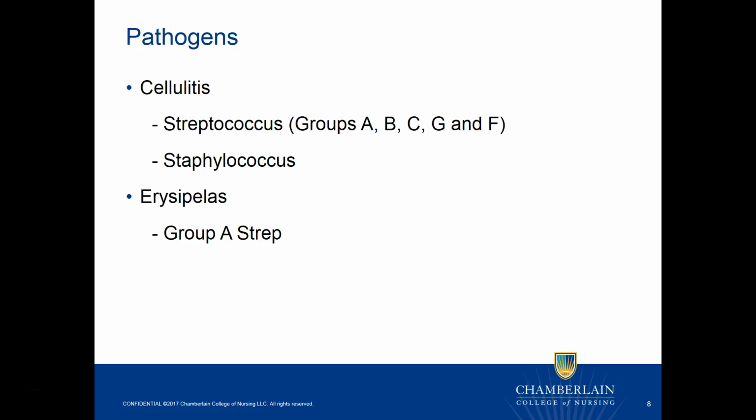The vast majority of pathogens associated with cellulitis are from either Streptococcus or Staphylococcus bacteria. The most common are beta-hemolytic streptococci, groups A, B, C, G, and F, and Staphylococcus aureus. Erysipelas results almost always from a group A strep infection.